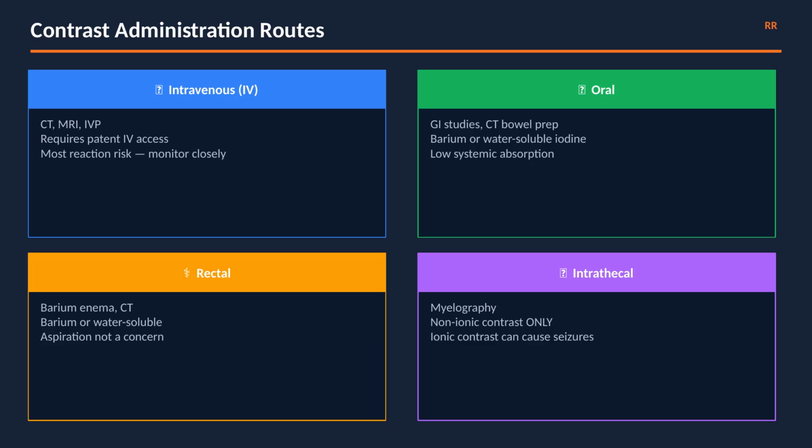MRI with contrast: gadolinium IV. Screen for renal function first. Myelography: water-soluble, iodinated contrast injected intrathecally. Only water-soluble agents. Barium in the spinal canal is catastrophic. And arthrography: iodinated contrast injected directly into a joint by the radiologist under fluoroscopic guidance.